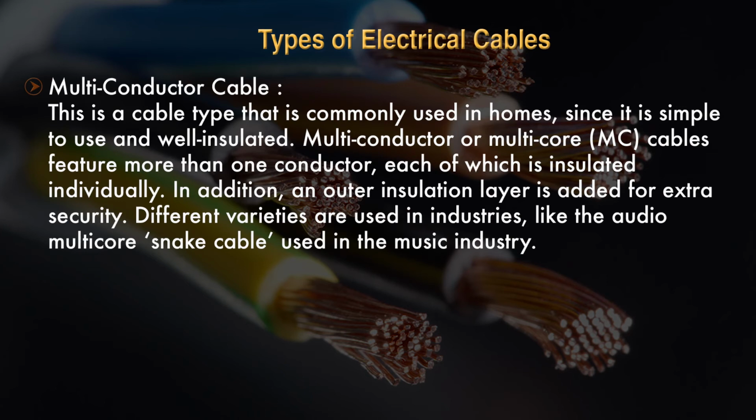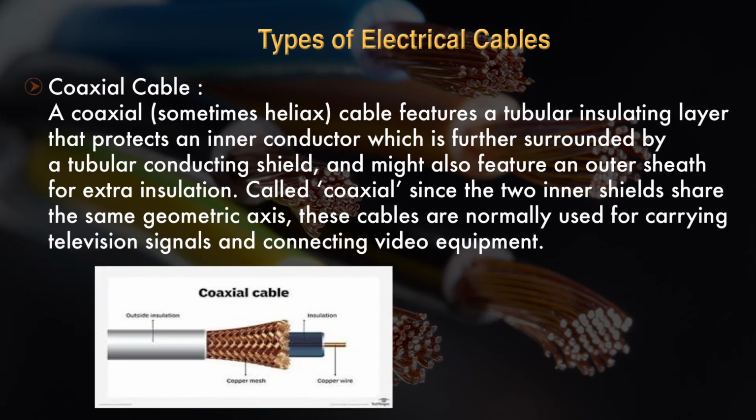The next type of cable is multi-conductor cable. This is a cable type that is commonly used in homes. Since it is simple to use and well insulated, multi-conductor or multi-core cables feature more than one conductor, each of which is insulated individually. In addition, an outer insulation layer is added for extra security. Different varieties are used in industries, like the audio multi-core, called snake cable, which is used in the music industry also.